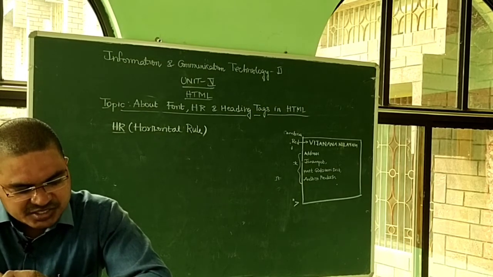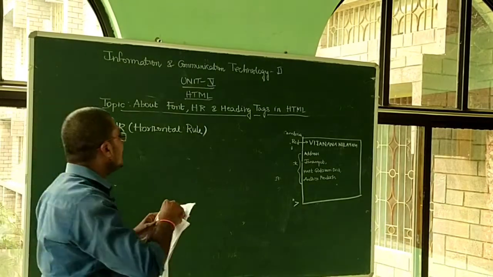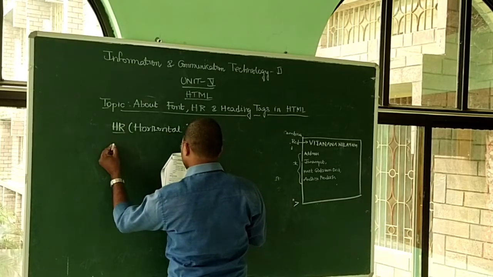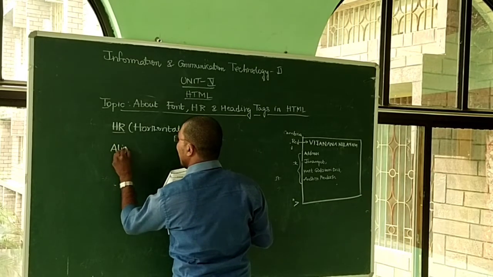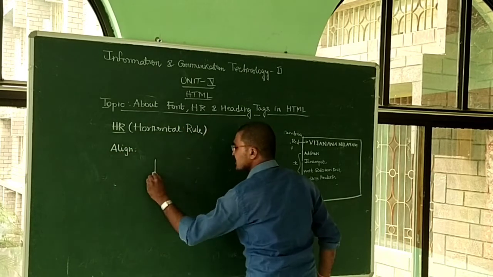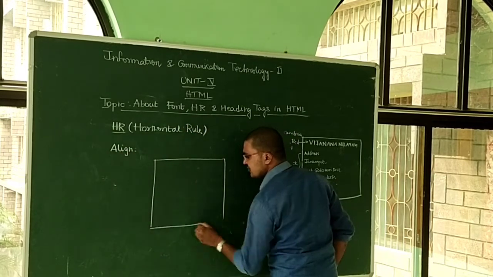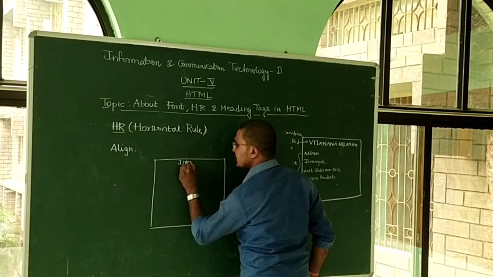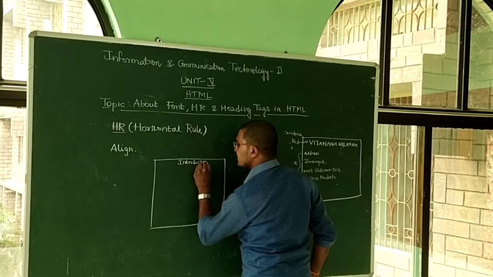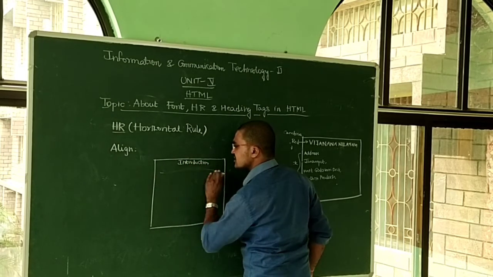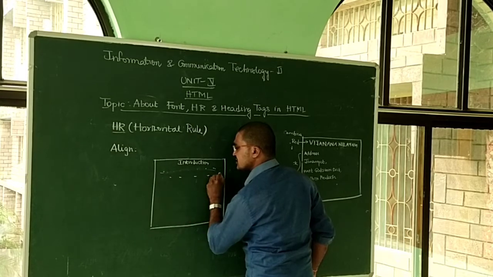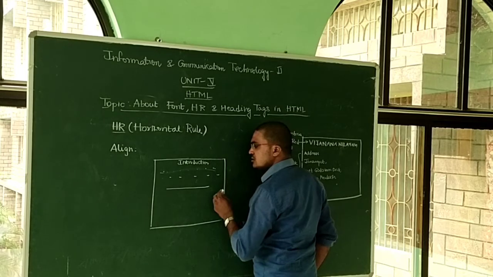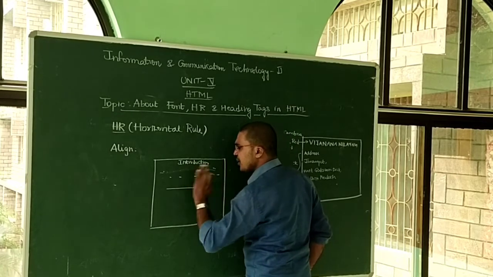The attributes of the HR tag: if you want to use the HR tag, there are many attributes used with HR. One is called align. For example, this is a web page. In this web page, the first part is called introduction. Later some text is present. After the text is complete, I want to make one horizontal rule. The horizontal rule means that the introduction part is completed.